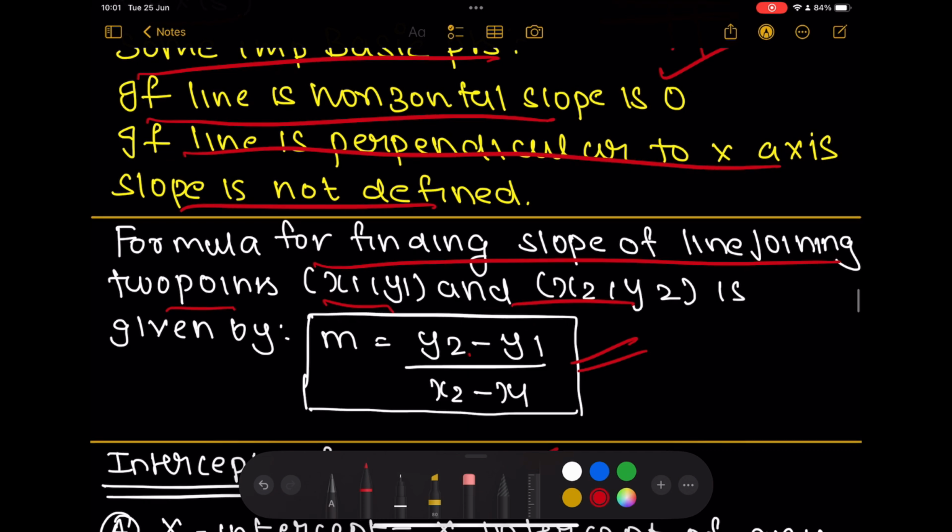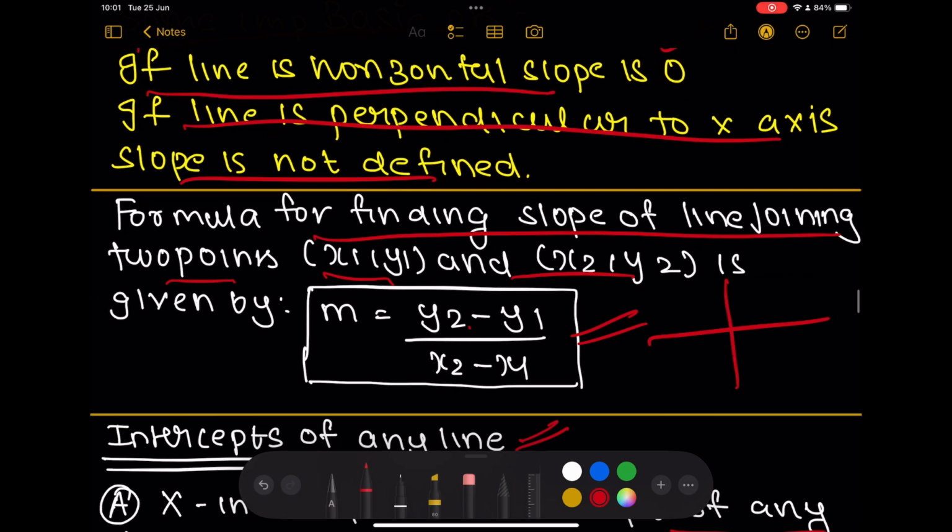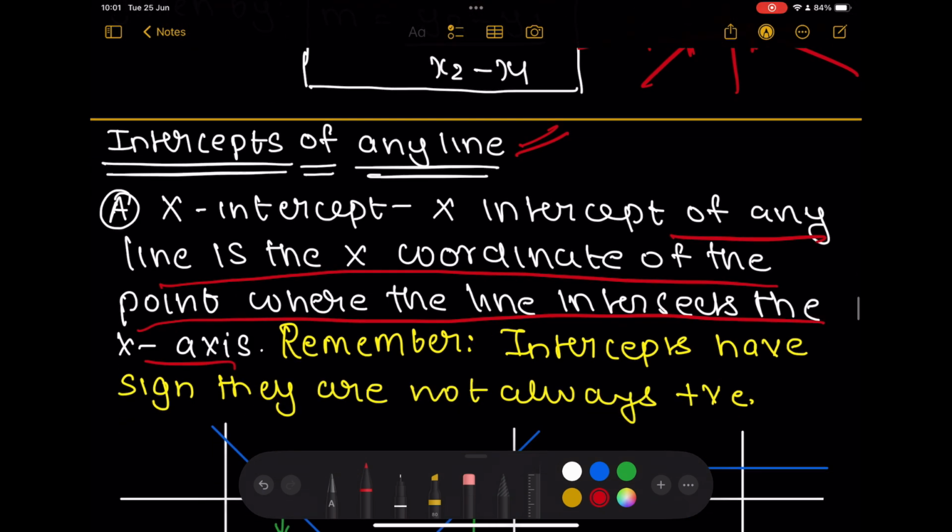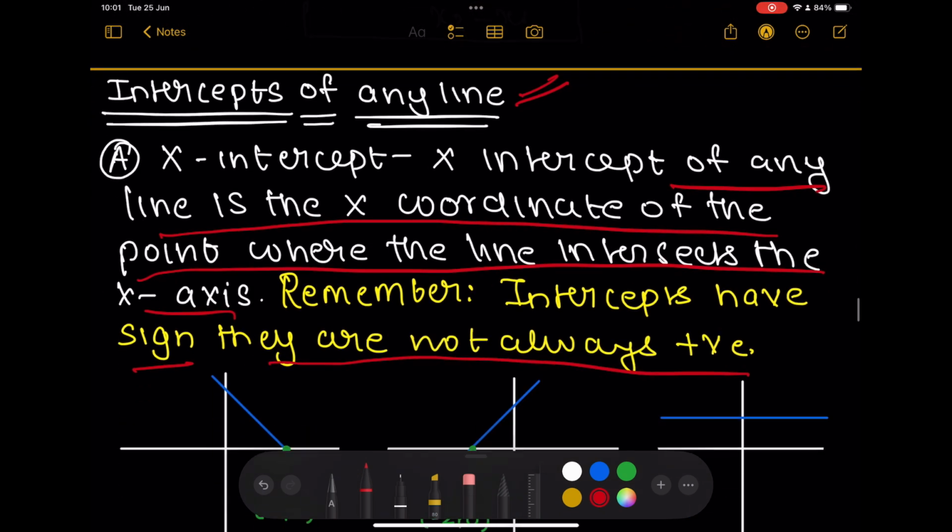That's it. Suppose this is your x-axis. This is your line. This point will have some x-coordinate, that will be its x-intercept. For example, this is another line. So this point will have some x-coordinate, that will be the x-intercept. The x-intercept can also be negative or it can be positive, right? This is very important. Remember, intercepts have sign. They are not always positive.